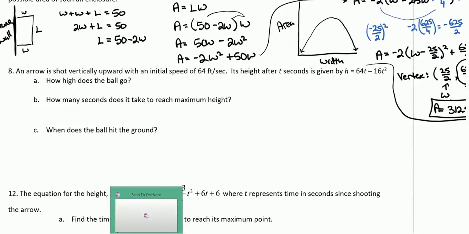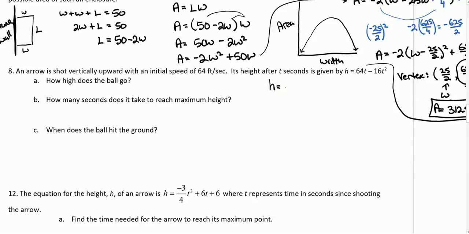Number 8, an arrow is shot vertically upward with an initial speed of 64 feet per second. Its height after t seconds is given by h equals 64t minus 16t squared. How high does the ball go? I'm going to rewrite that equation as h is equal to negative 16t squared plus 64t. I'm going to put this in vertex form.